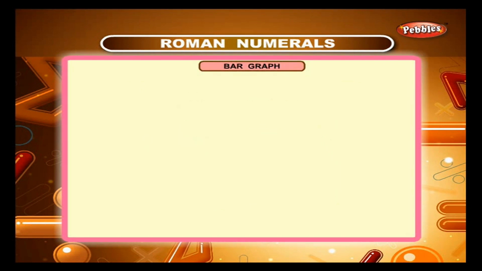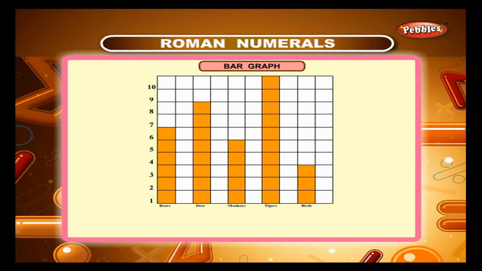Bar graph. This is a bar graph. Here the pictures of the animals are removed and instead the space is colored to represent the numbers. Now look at the numbers written beside the table and answer the questions without counting the colored boxes. How many bears? There are 6 bears. How many deer? There are 8 deer. How many monkeys? There are 5 monkeys. How many tigers? There are 10 tigers. How many birds? There are 3 birds.